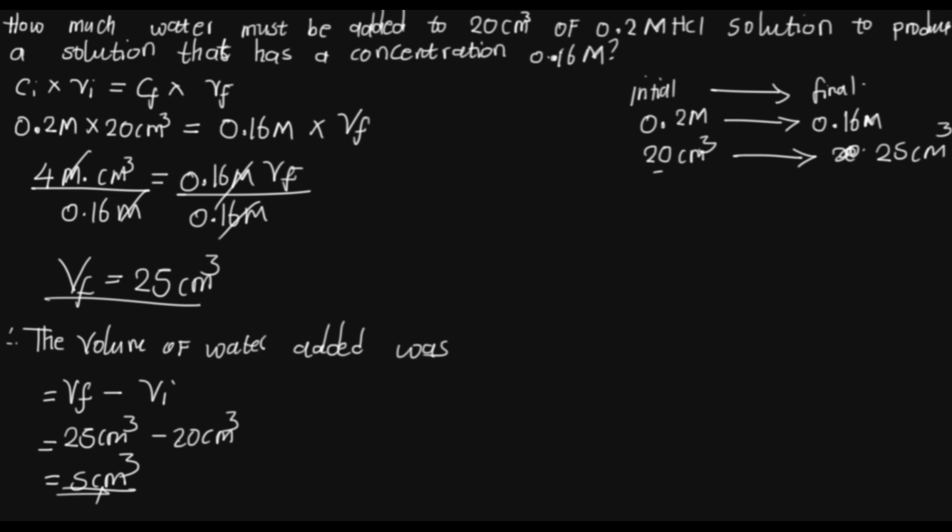So you need to be careful with how the question is being asked. Now if the question was find the final volume after dilution, this is our answer. Now the question was how much water. So we just want to know the volume of water that was added to 20 cubic centimeters. So we find it to be 5 cubic centimeters.